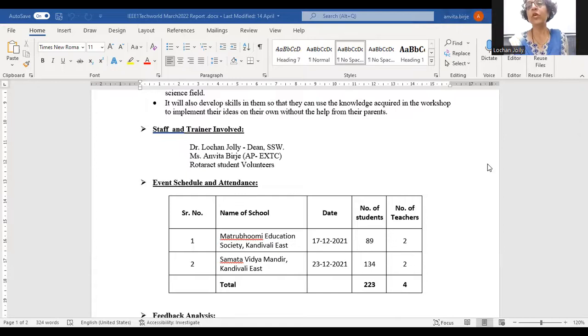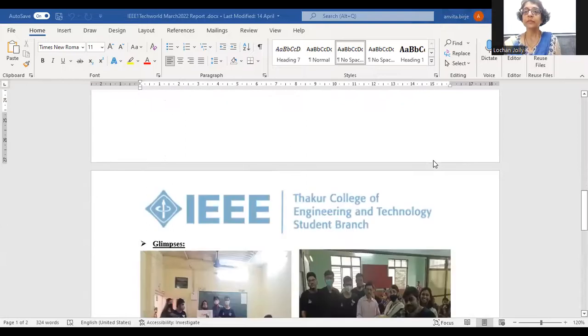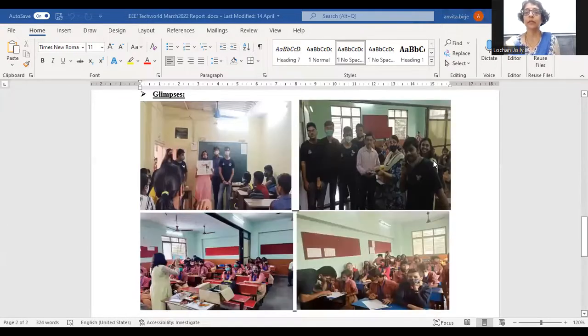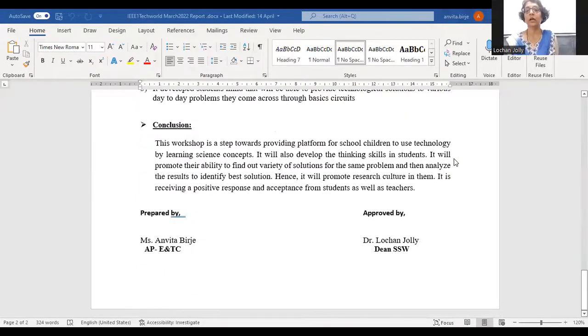Then the details of which schools were covered and how many students were part of it. Our target is not only the students but also the teachers, because they will be the people who carry forward the components and circuits that you give and use them in their science laboratory. These were certain pictures that definitely add value to your report, and the team that conducted it. Feedback.